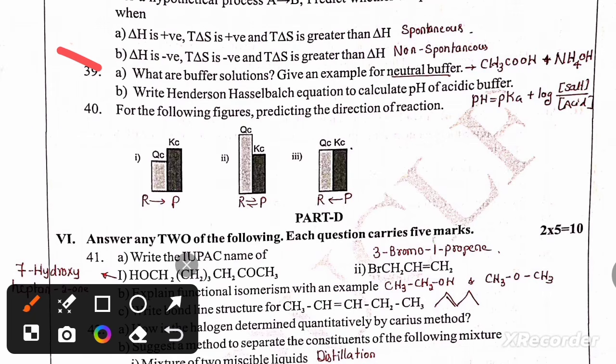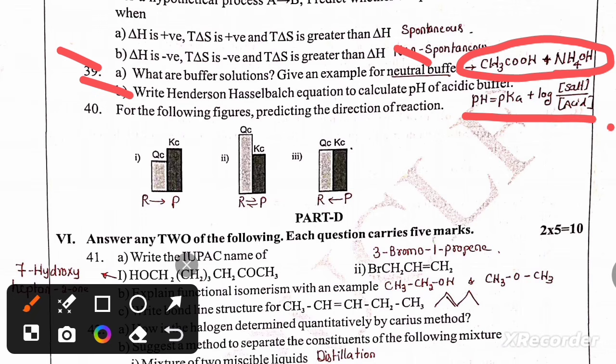39th question, the definition of buffer solution: the solution which resists the pH change, and an example for neutral buffer is a mixture of acetic acid and ammonium hydroxide. And the Henderson-Hasselbalch equation for acidic buffer pH is this, I have mentioned.